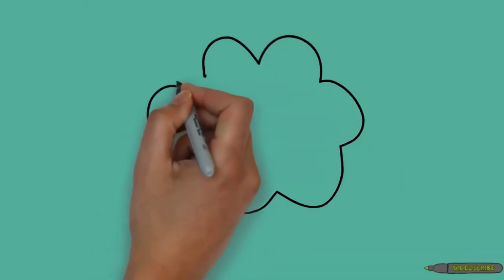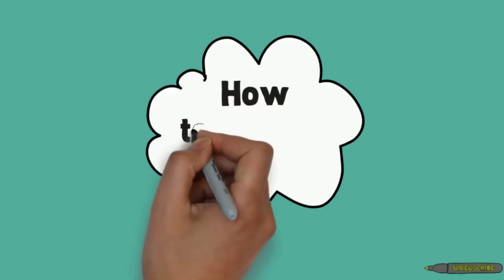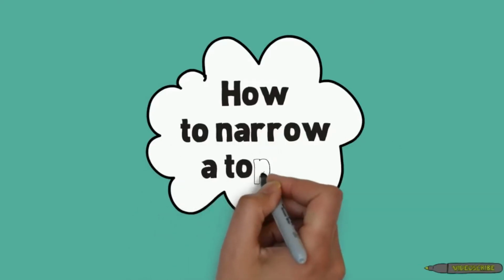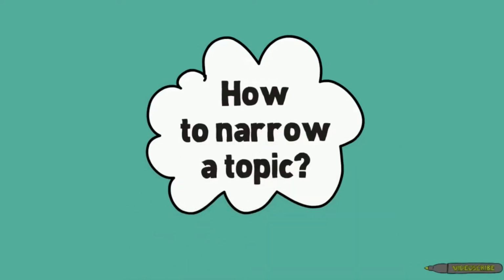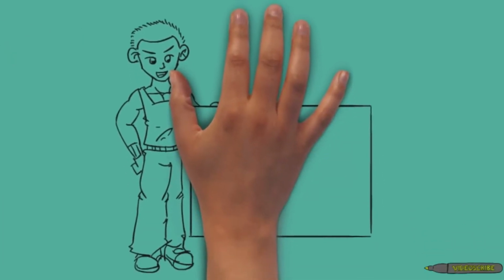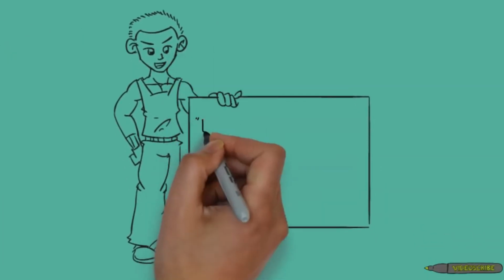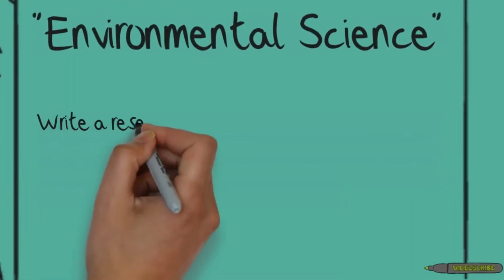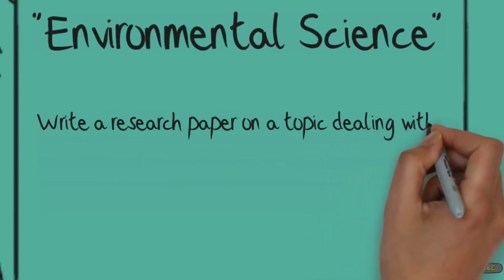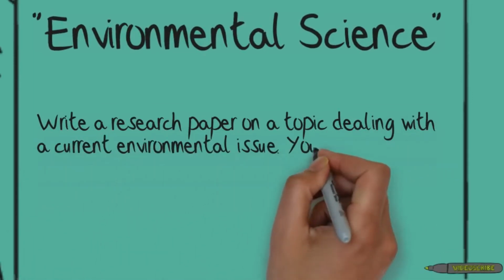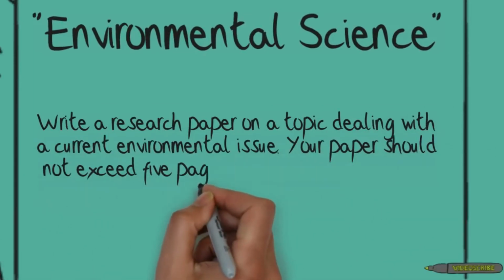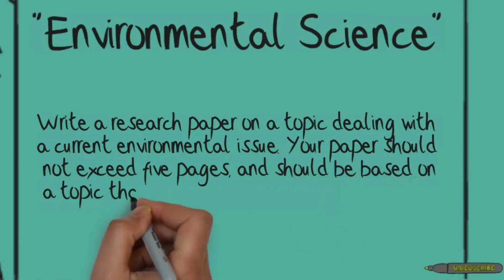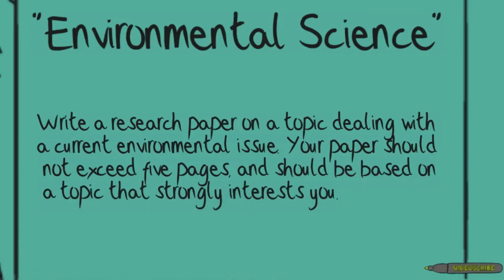Sometimes it can be really difficult to find a topic that is not too broad. Here are a couple of words of advice on what to do when your topic seems too broad. Let's say you are in an environmental science class. Your teacher gives you this assignment. Write a research paper on a topic dealing with a current environmental issue. The paper should not exceed 5 pages and should be based on a topic that strongly interests you.